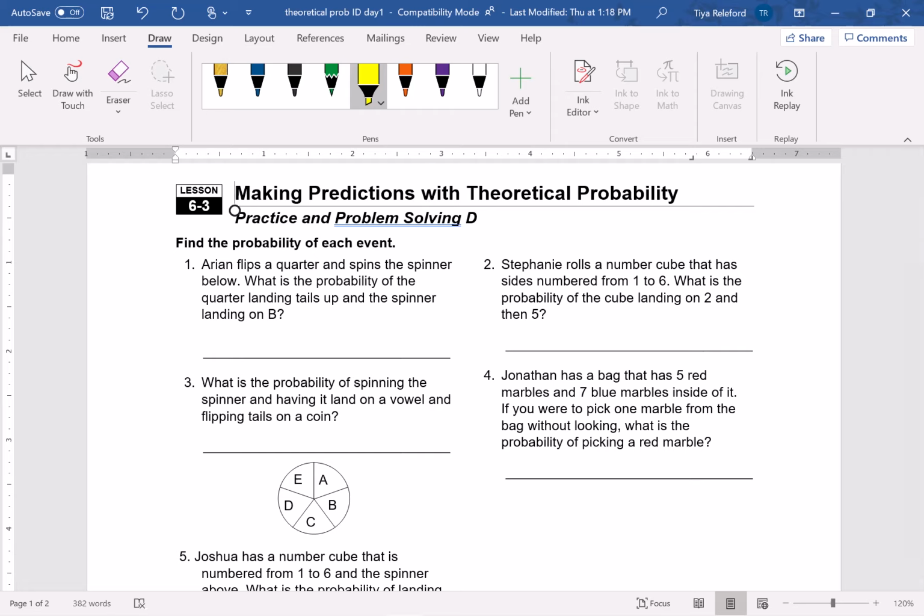Arian flips a quarter and spins a spinner below. How many things are happening? 2 things. What is the probability of the quarter landing on tails up and the spinner landing on B?